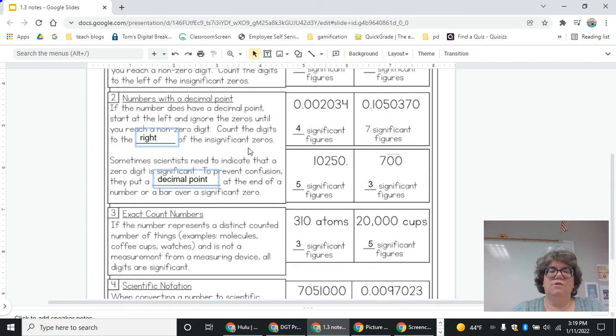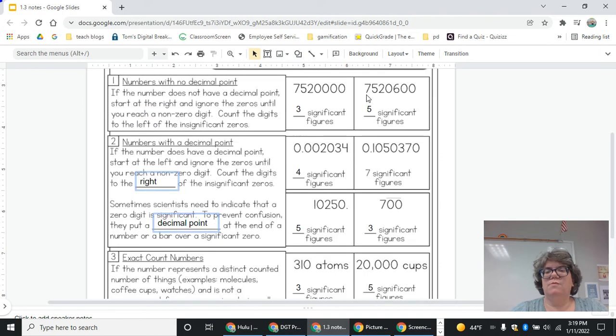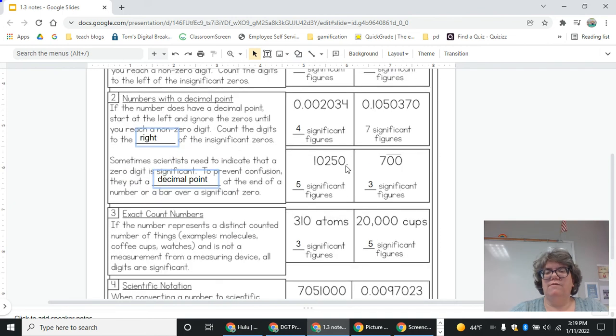Sometimes when scientists want to write a number, and like it says here, indicate that a 0 digit is significant, what they'll do is they'll put a decimal point at the end. Remember, these numbers had no decimal points? This number does have a decimal point, so I will treat it just like this number. I start at the left. My very first number is non-zero, so I start counting. 1, 2, 3, 4, 5. This number has 5 significant figures.